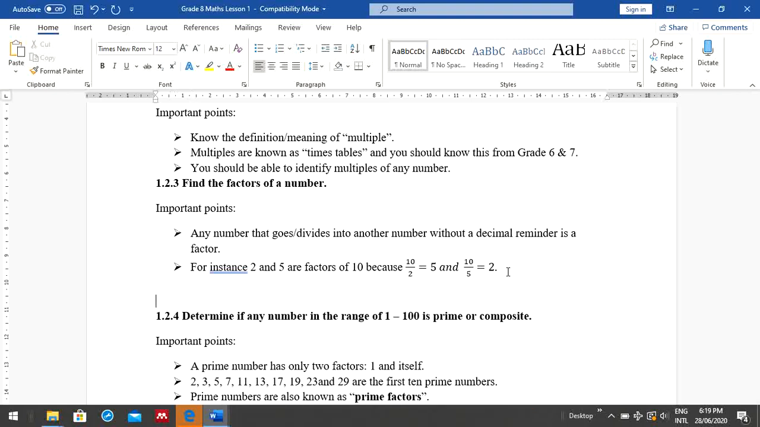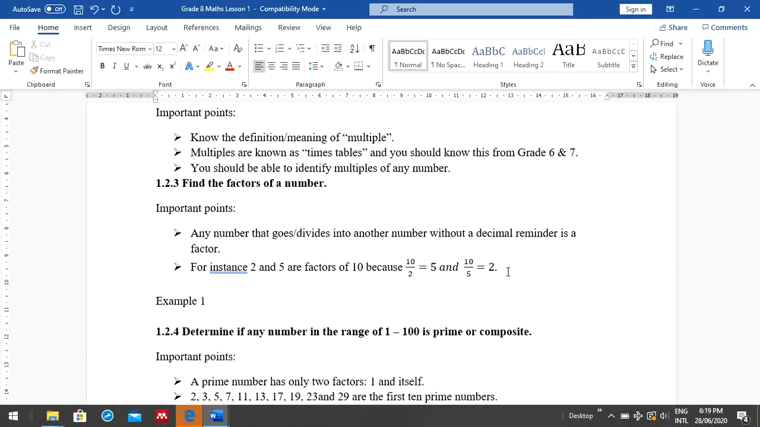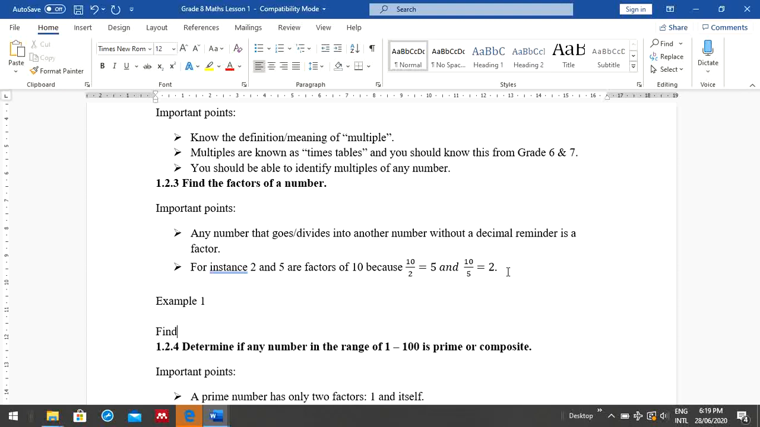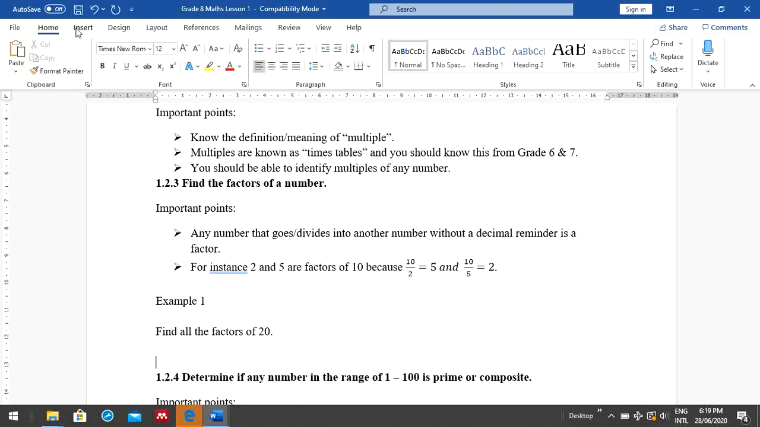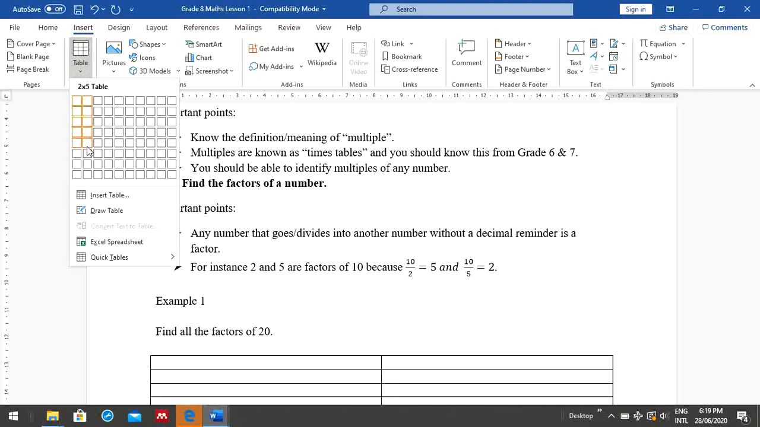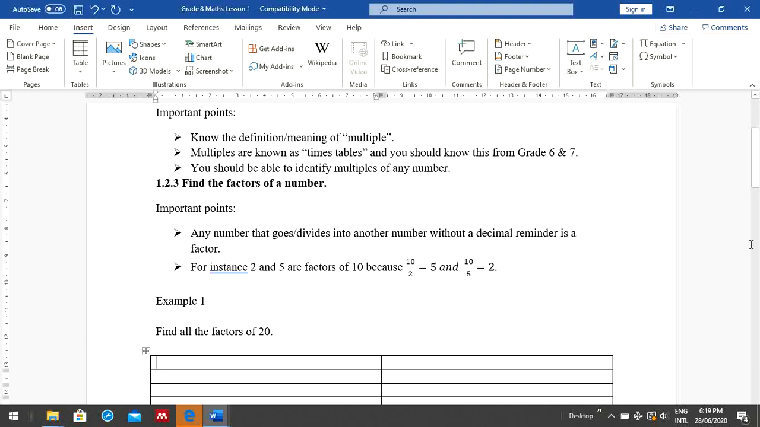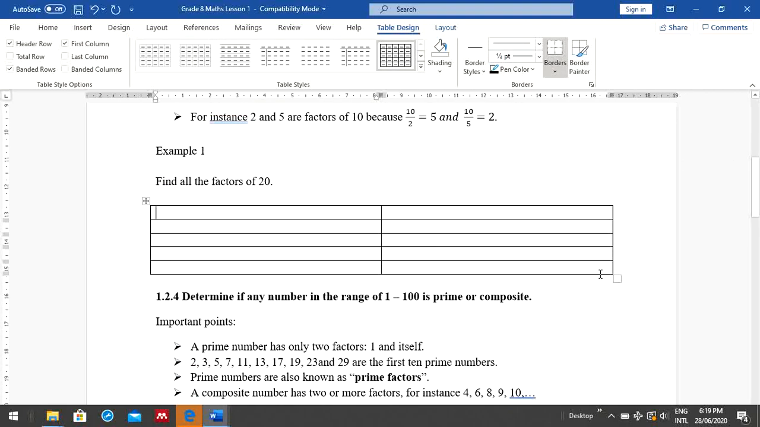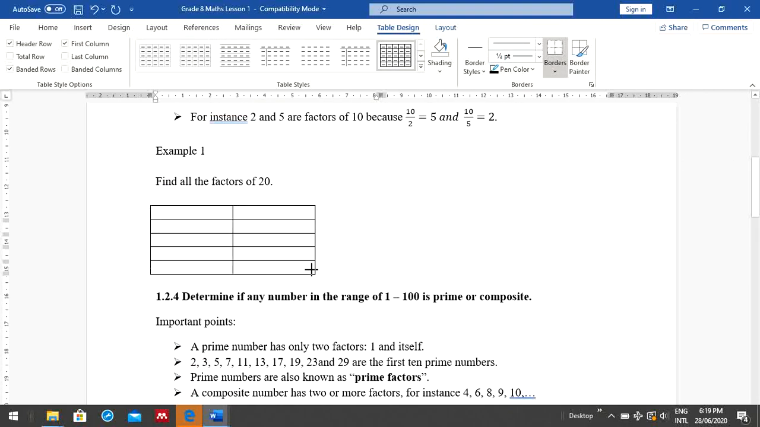Let's quickly look at Example 1. Find all the factors of, let's say, 20. So I'm going to show you a nice and easy method of doing this. You just draw a table. You don't have to draw a table in your case, but I do find this very easy to work with. So I draw a table, and I can narrow it down to make it very small.